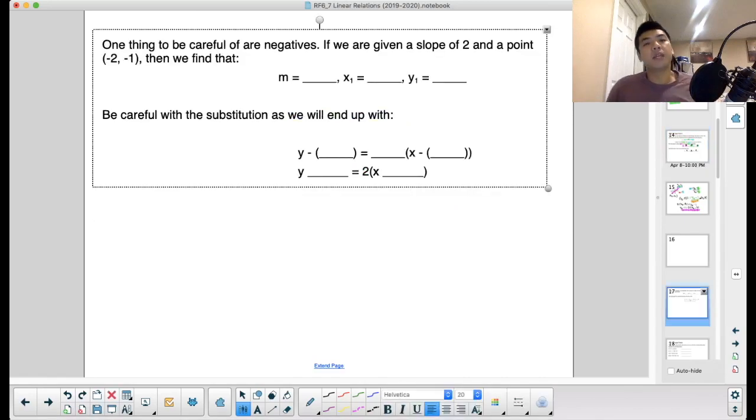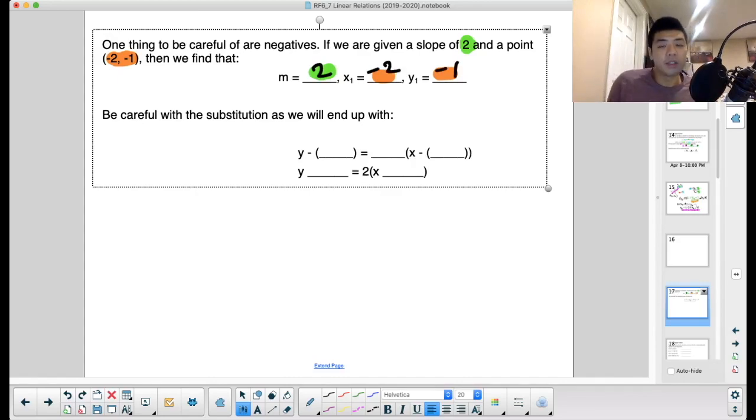So something we need to be really careful about are negatives. I know a lot of people don't really like negatives or don't quite understand negatives yet. That's okay. So let's try this one out. We're given a slope of 2 and we have a point (-2, -1). We've got a couple things here. We know that your slope is 2, so that's going to come right over here. And then we're given a point (-2, -1), so that -2 and -1 will come into here. Let's go and fill those in first.